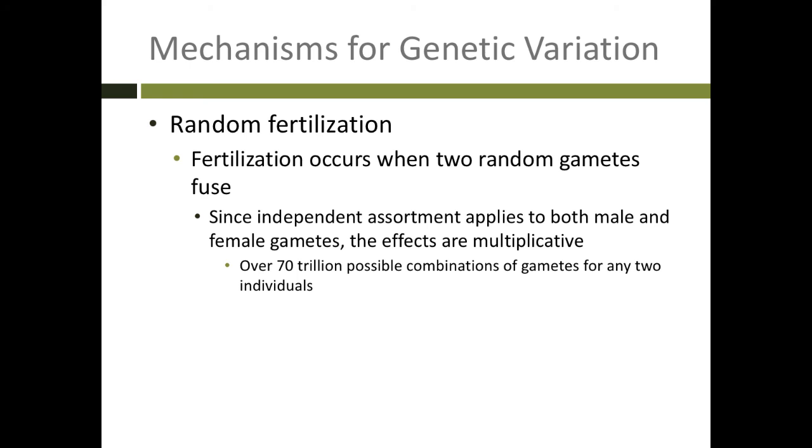The third mechanism for genetic variability happens during fertilization, and this is basically which gametes are going to meet each other. If you have 100 million sperm cells trying to fertilize an egg, you have a very small probability of similar sperm fertilizing different eggs.